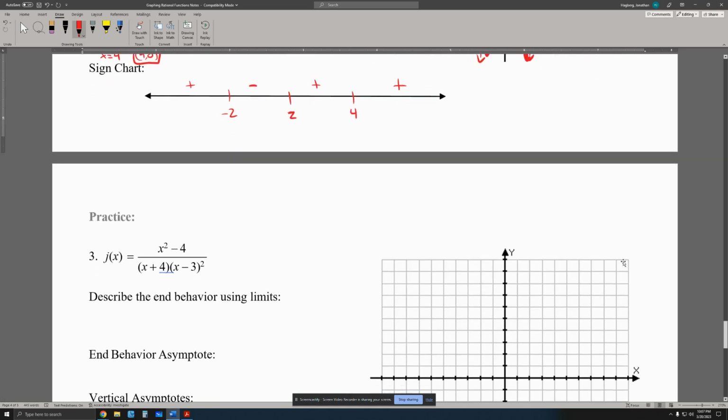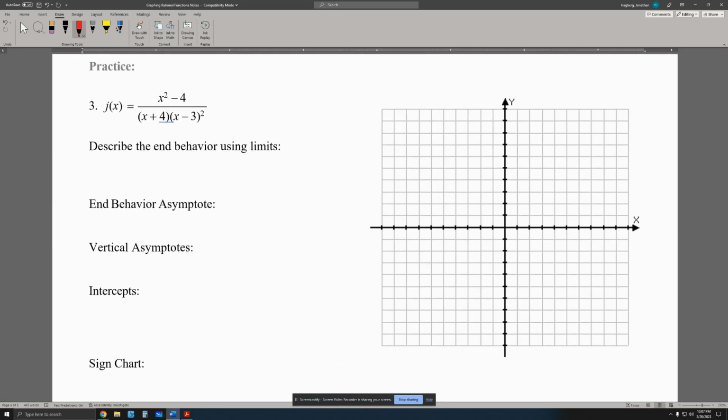All right. Let's go ahead and flip the page. Let's get some practice. So number 3, we have j of x. Describe the end behavior using limits. Well, looking at the dominant terms, the dominant term of the numerator is x squared. The dominant term of the denominator is 3 x's. So this is going to approach that of 1 over x.